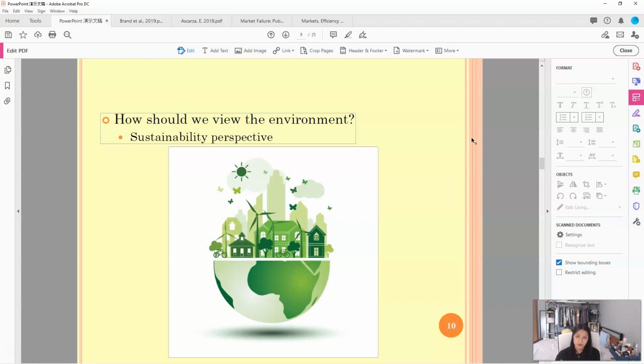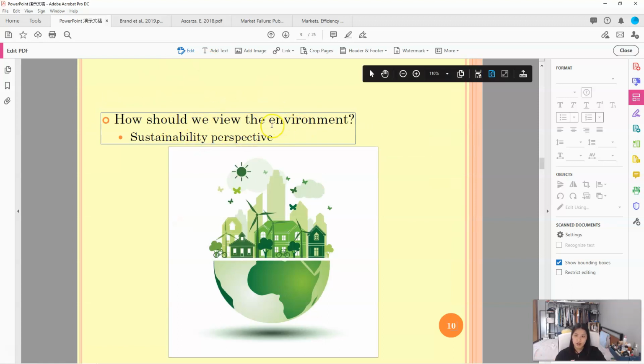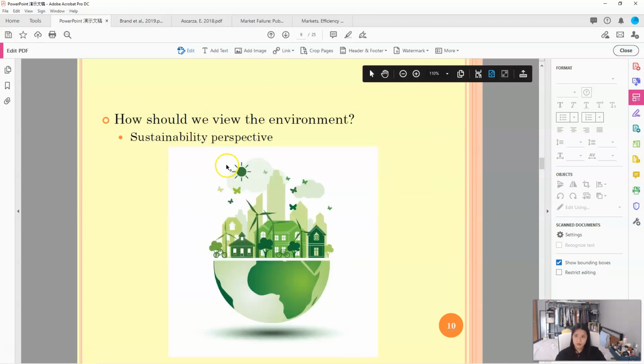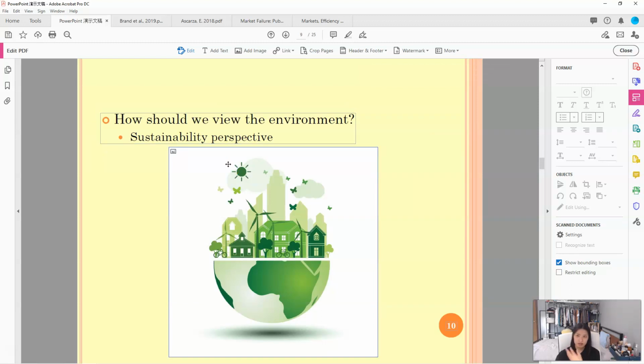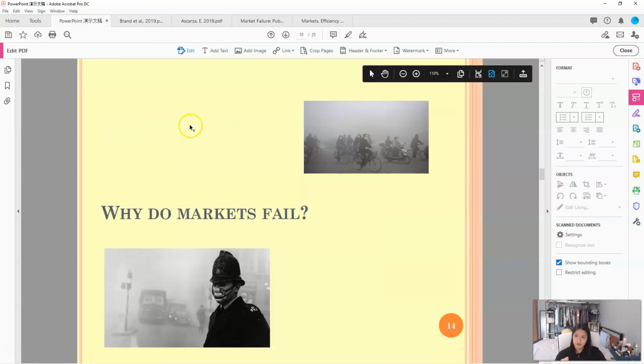So how we view the system affects how we view the environment. Because the environment is a closed system, we need to view the environment from a sustainability perspective. We need to take care of the environment, calculate how much we need to use today, save something for tomorrow's use, save something for the next generation, and the next generation. So that's what I call the sustainability perspective.